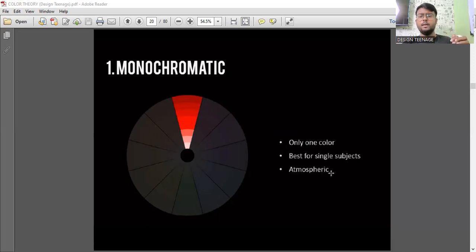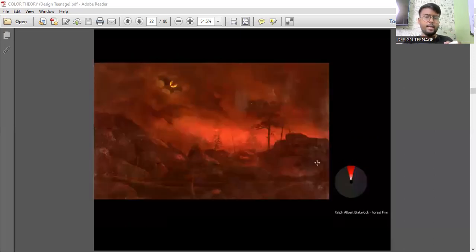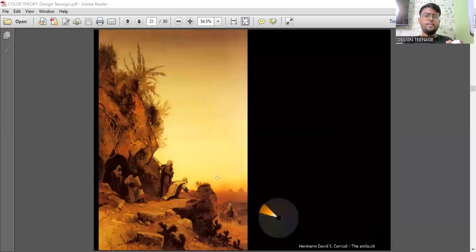Monochromatic is only one color, best for single subjects, atmospheric. Over here we have a few examples. The name of the painter who made this composition and the name of the composition, The Ambush, is written over here. But moreover, you need to understand the look and feel of the composition, how with one simple color the whole atmosphere has been achieved.